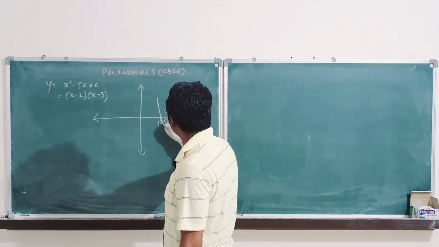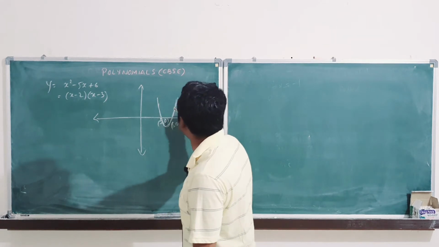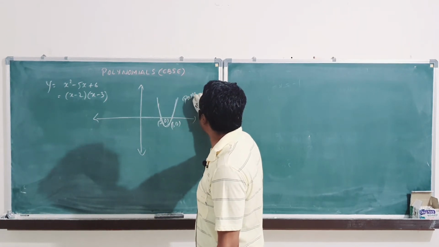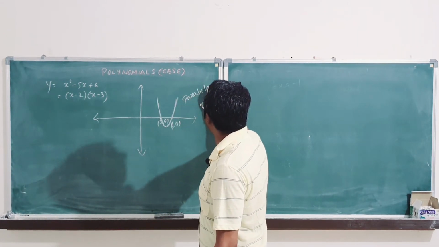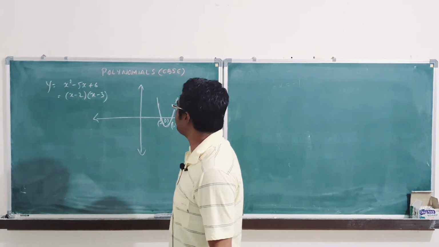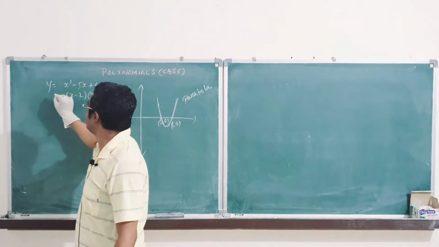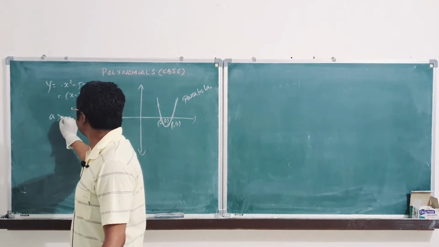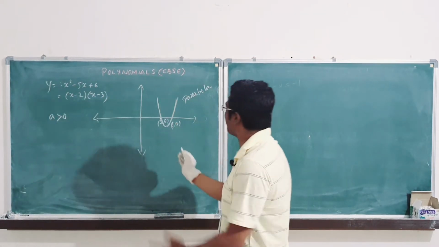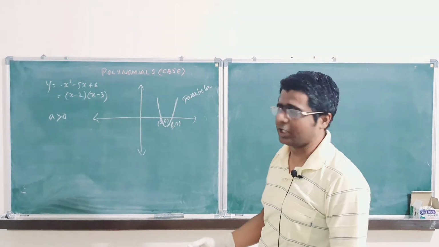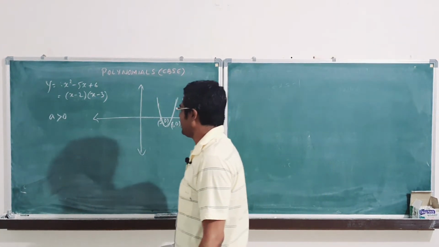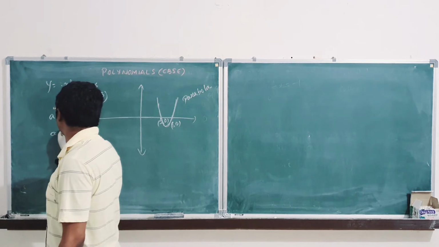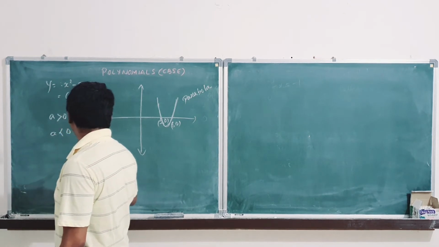Curve will be like this. So this type of curve is basically a parabola. This is called a parabola. Okay. So if the coefficient of x square, which we generally term as a, is more than 0, then this parabola will be opening up on the top side. If a is less than 0, then the parabola will be opening on the bottom side.